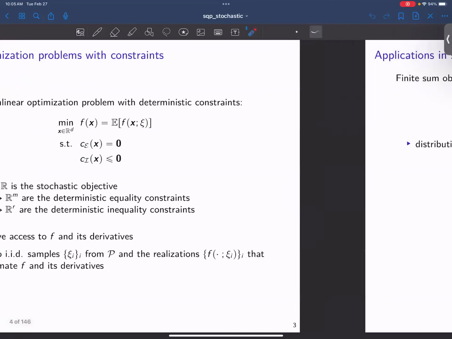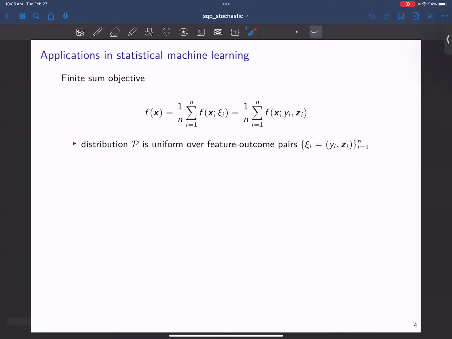Okay, so before I tell you how to solve such problems, I want to remind you why we actually want to solve these problems. If I can solve this, who cares? Why should you listen to me?